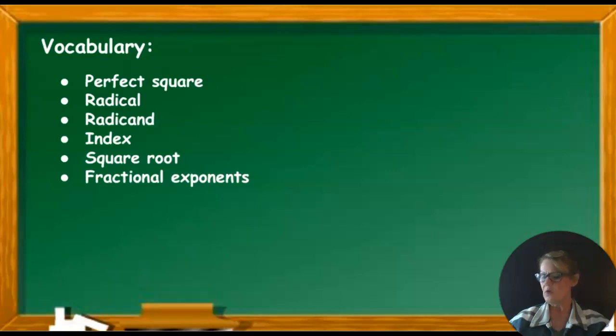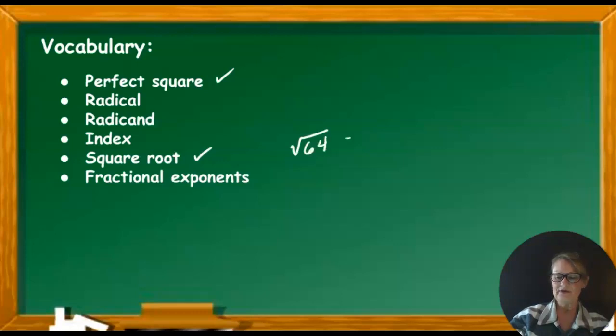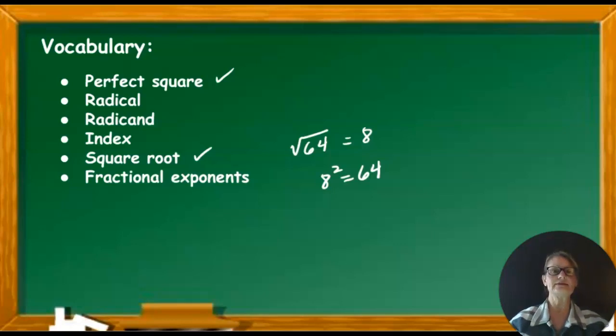In the last video, I showed you this list of vocabulary words, and we've covered a couple of them. We have already talked about what a perfect square is. Remember, I told you that you needed to know the first 20, for sure the first 15. We also talked about what makes something a square root. Remember, we said I have the square root of 64. I know that it is 8 because 8 squared is 64. That was our definition of square roots. Now we're going to talk about the radical, radicand, index, and then go into fractional exponents.